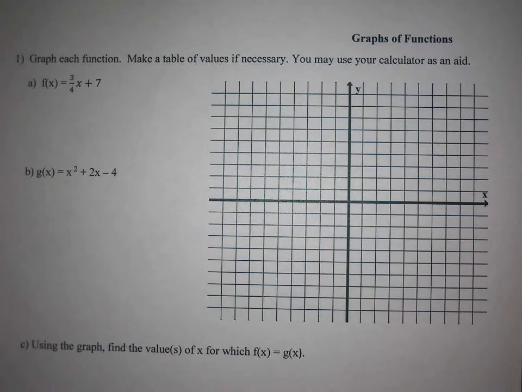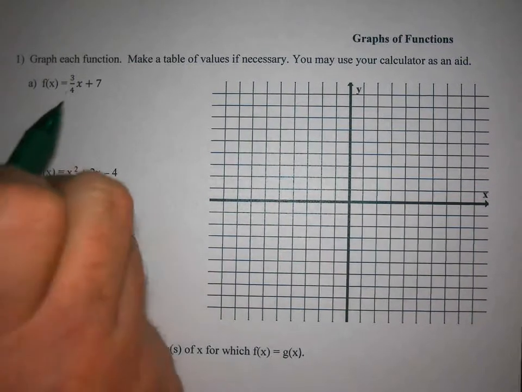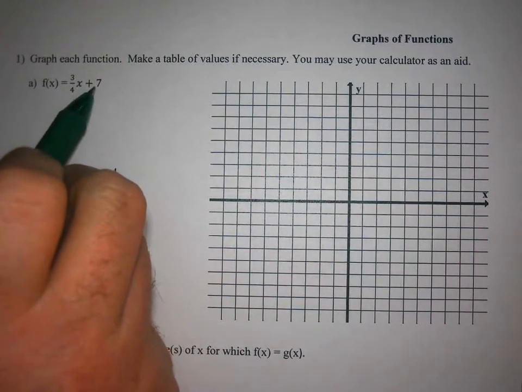We're going to look at graphs of functions using function notation. So in part A, it says graph f of x equals 3/4 x plus 7. At this point, hopefully you recognize that as y equals mx plus b form, which means we have a linear equation. To graph that, remember we start at the y-intercept at (0, 7).